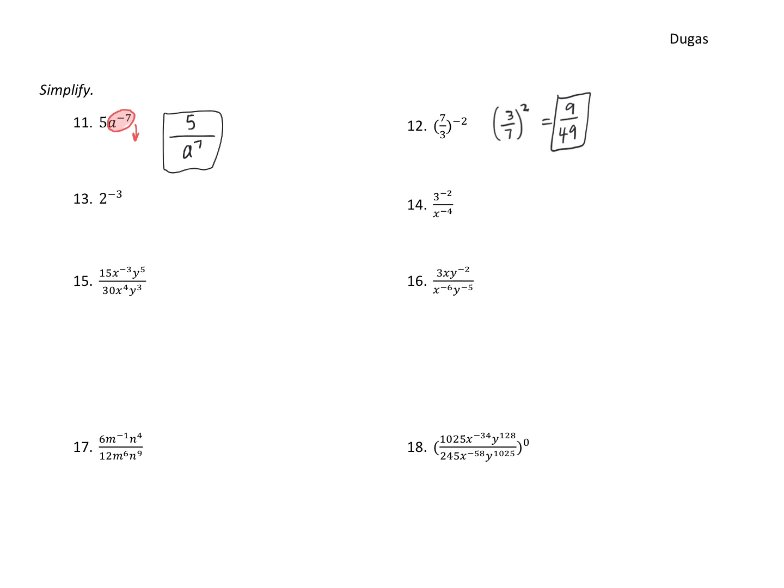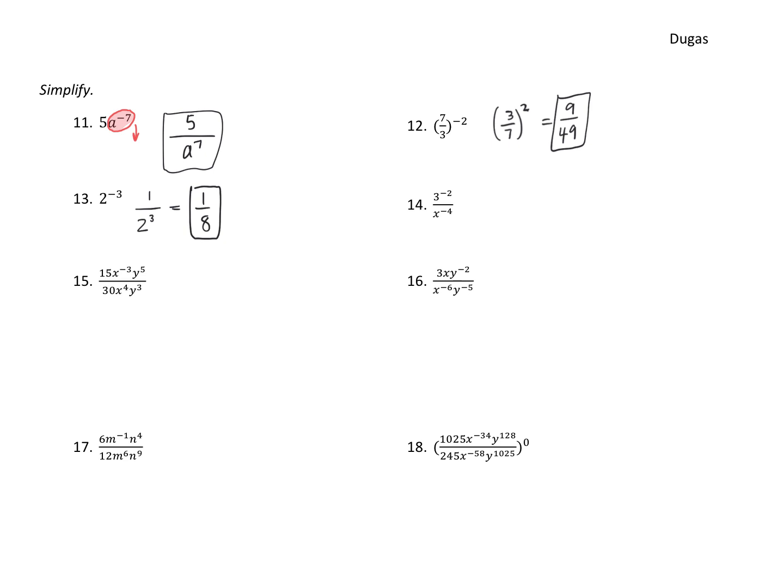Number 13, we have 2 to the -3. So the first thing is to move the negative to the bottom. So this would be 1/2 cubed, and 2 cubed is 8. So we would simplify that as 1/8.